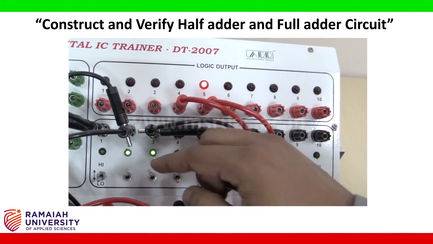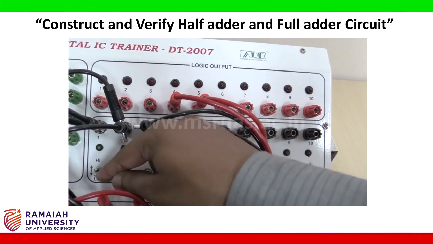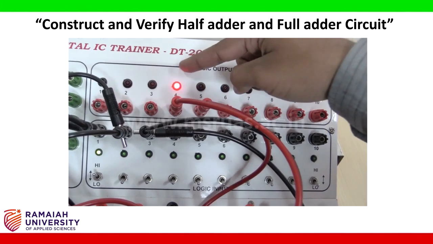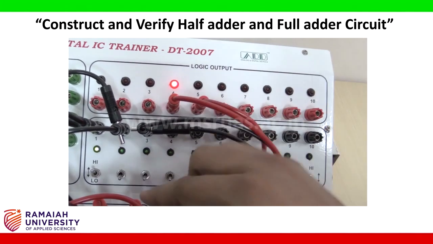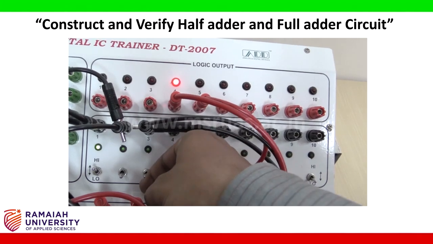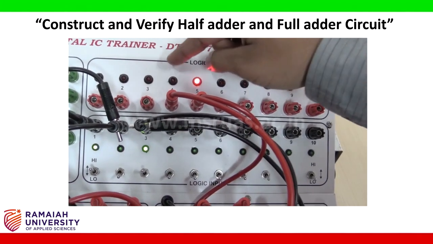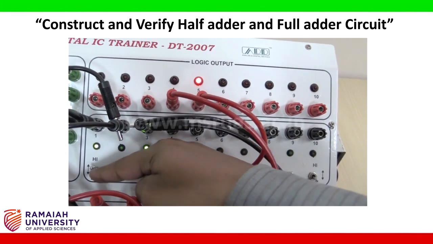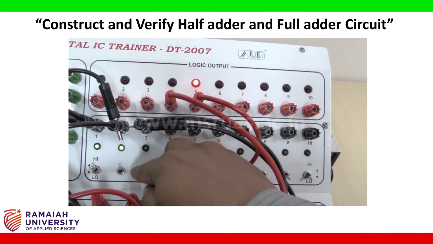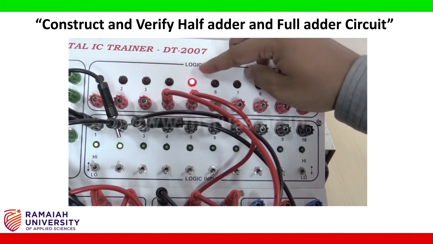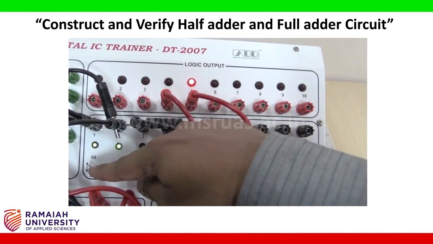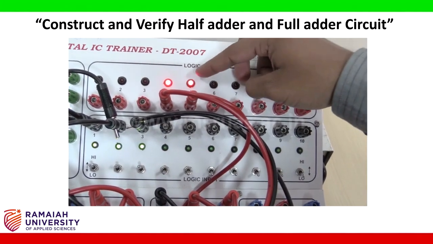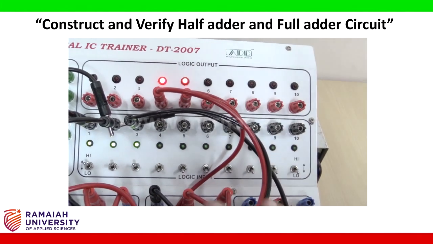And for the next combination, that is 1, 0, 0, you can see the output sum is 1, carry is 0. For the next combination 1, 0, 1, you can see the output sum is 0 and carry is 1. For the next combination 1, 1, 0, you can see sum is 0, carry is 1. For the last input combination, that is 1, 1, 1, you can see both sum is high and carry is high. This completes the experiment.